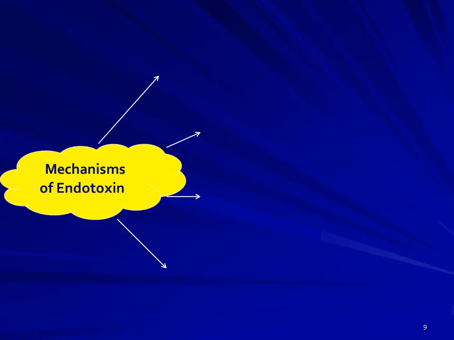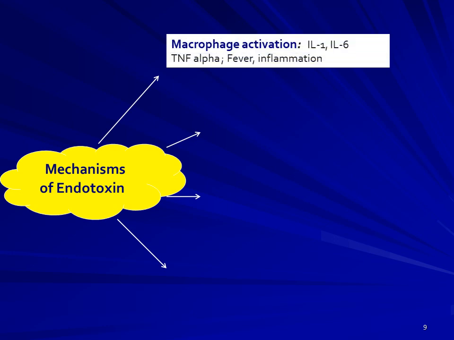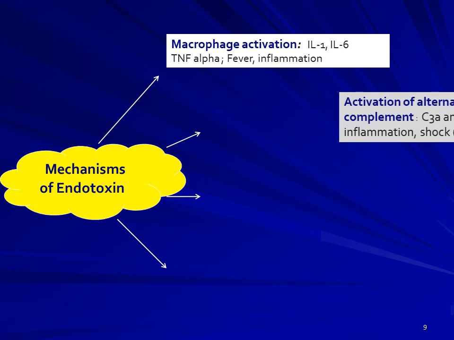And I also mentioned the endotoxins. Let us see what the mechanisms of endotoxin in producing disease are. One is that they activate macrophages and produce interleukin 1, interleukin 6, and tumor necrosis factor alpha. All are responsible for the production of fever and inflammation. By means of the inflammatory process, they can cause all the clinical manifestations.